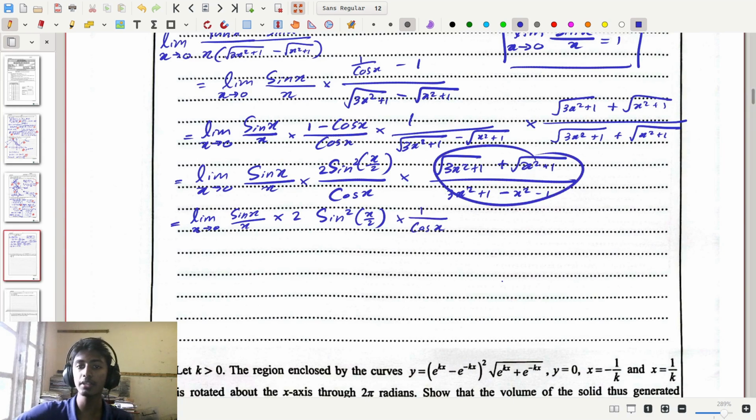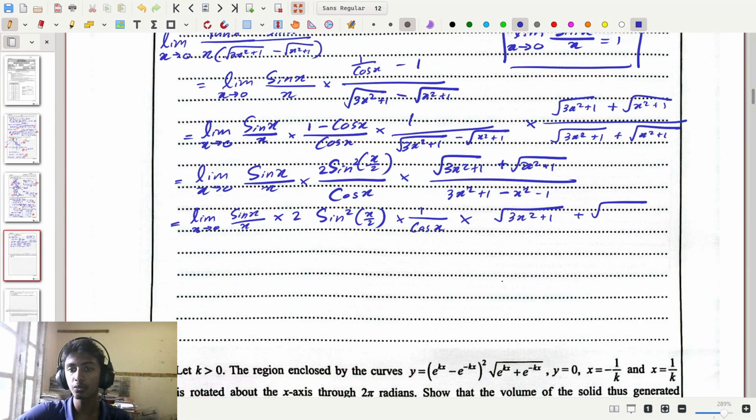And as for this bit, if we simplify this bit, on top we can't really do anything. It's going to be the square root of 3x squared plus 1 plus the square root of x squared plus 1, and on the bottom, if we simplify, we have 3 times x squared plus 1 minus x squared minus 1. The plus 1 and the minus 1 cancel, and 3x squared minus x squared is going to be 2x squared. Now we can see that this 2 and this 2 are going to cancel. If we cancel them out, we can see we're left with a bunch of terms like this.